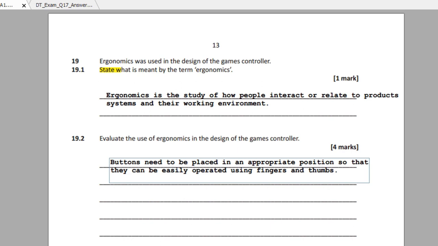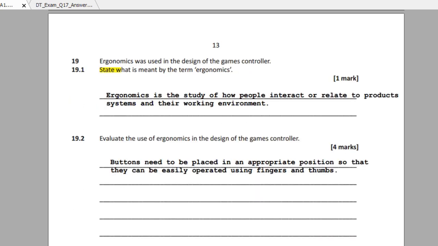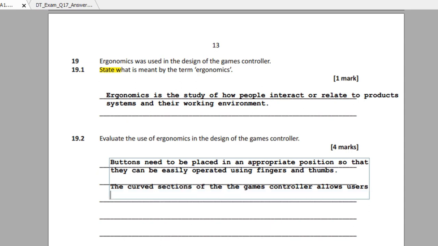Okay, then you could talk about the fact that having the actual games controller, these parts curved, would also help in comfort. So you might say something like, the curved sections of the game's controller allows users to be comfortable.